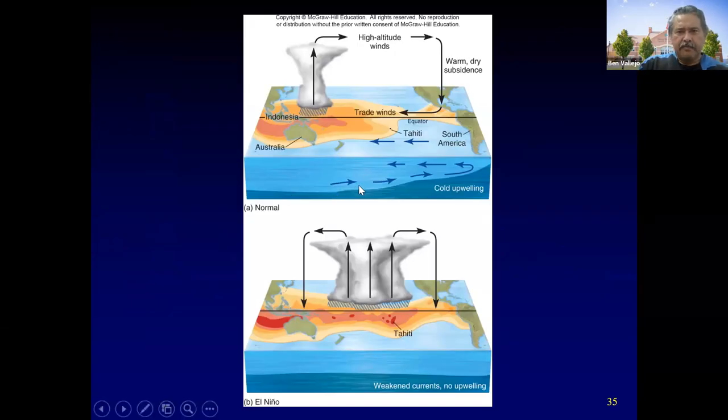This shows you the upwelling that happens right there as the cold water comes up. That's what we mean by an upwelling. And this is typically what happens. The trade winds go across from east to west. And so that is the typical pattern.